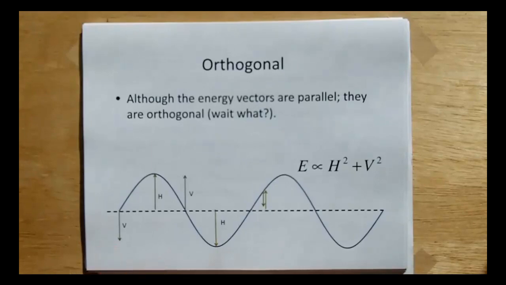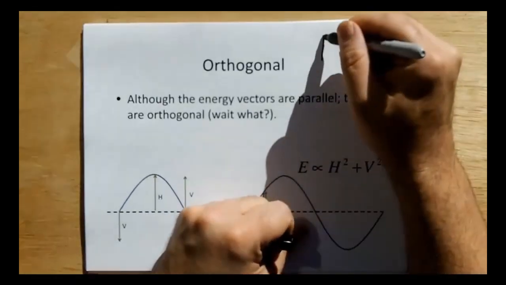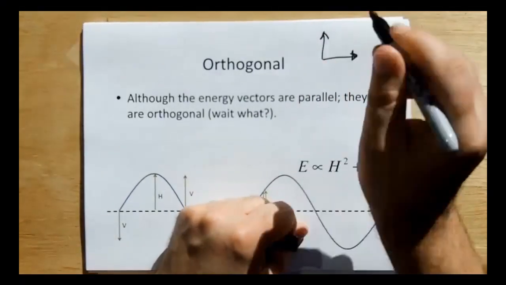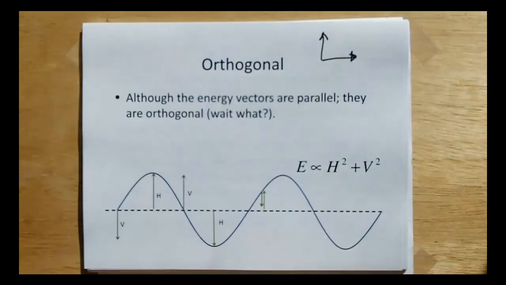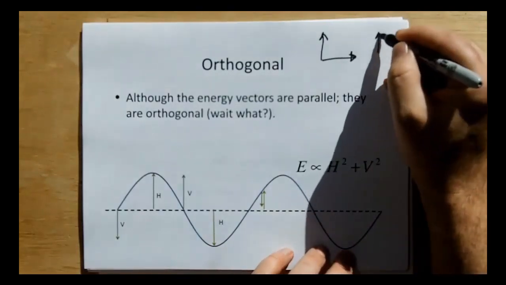And you're like, wait, what? A lot of people are improperly taught in college that perpendicular is orthogonal. If things are perpendicular, they're orthogonal. Well, that's true. If something is perpendicular, it's orthogonal. But orthogonal can also be 2 vectors in the same direction.